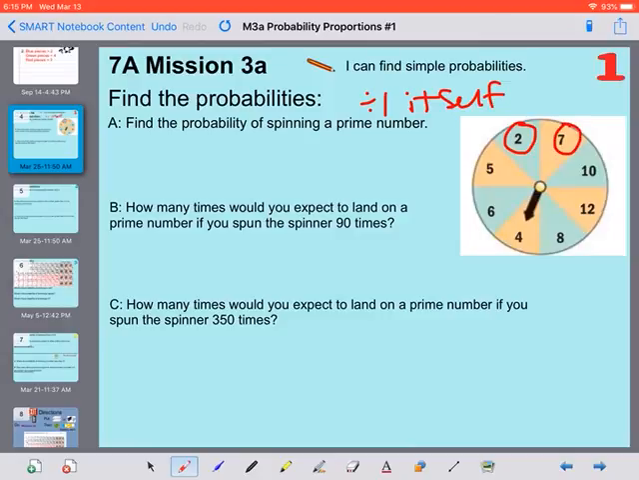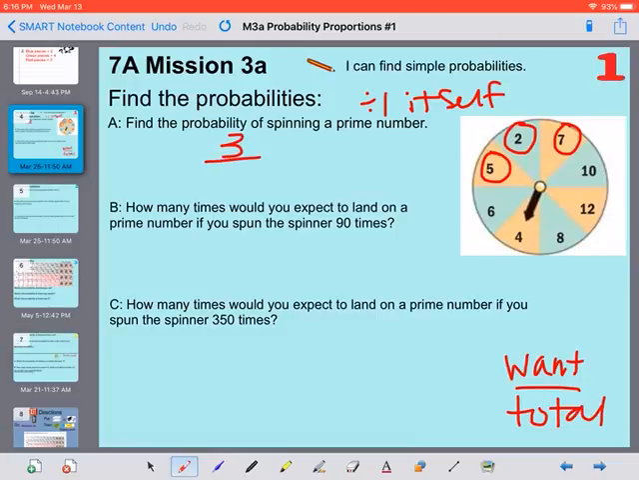7 is a prime number, we can only divide it by 1 and 7. 10 is not prime, we call it composite because we can divide by 5. The only other prime number we have in here is 5. We can divide 5 by 1 and 5, and that's it. So remember, probability is the part we want, or they're asking you, out of the total. So there are 3 out of 1, 2, 3, 4, 5, 6, 7, 8 total choices that would give us the probability of landing on a prime number.